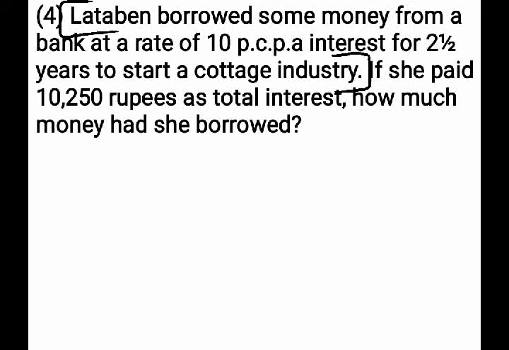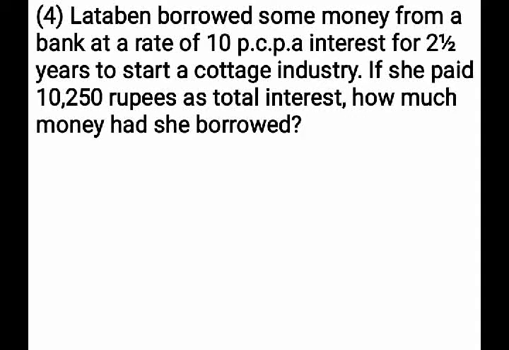Now read the next sentence, what is given. If she paid 10,250 rupees as total interest, how much money had she borrowed? In the next sentence, interest of 10,250 rupees is given. You have to find the principal. Whatever money you are depositing or borrowing, it is the principal. Here the main question is how much money had she borrowed, which means you have to find the principal.